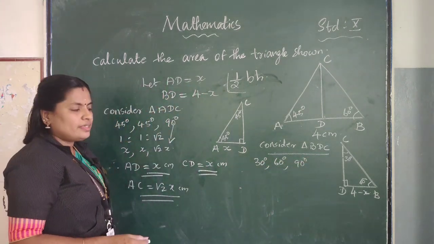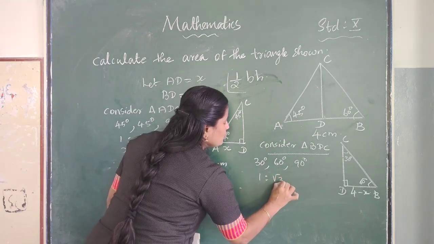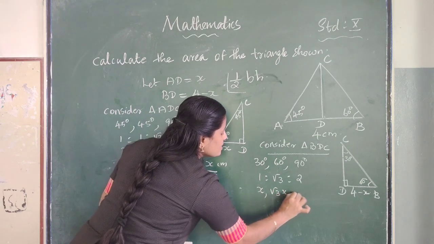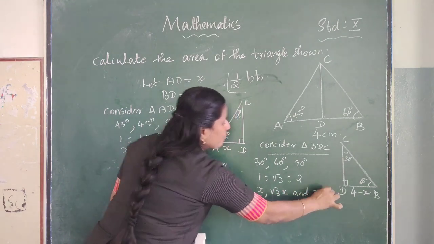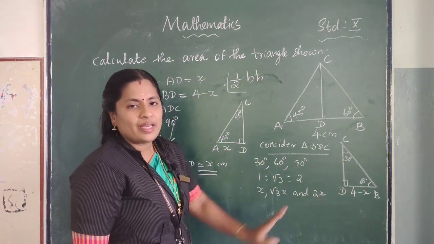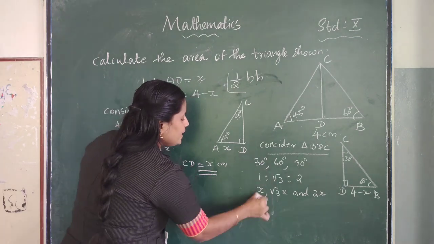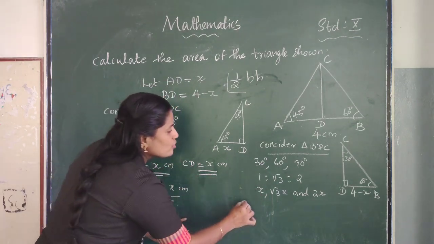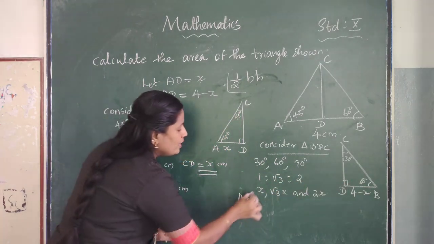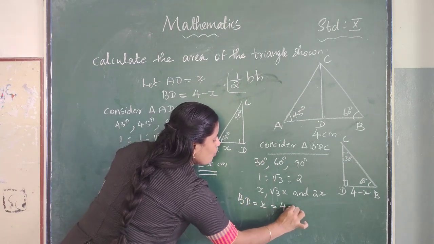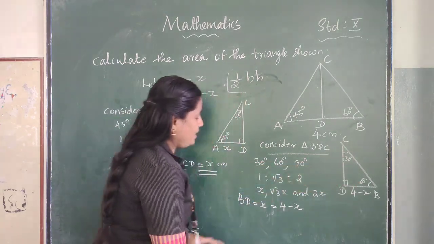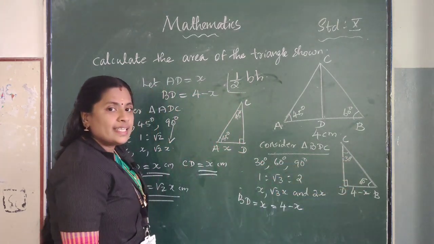The opposite sides are in the ratio 1 is to root 3 is to 2, or we can write x, root 3 x and 2 x. Now, the 30 degree opposite side is 4 minus x. So BD equal to 4 minus x. Then opposite of 60 degree is CD.